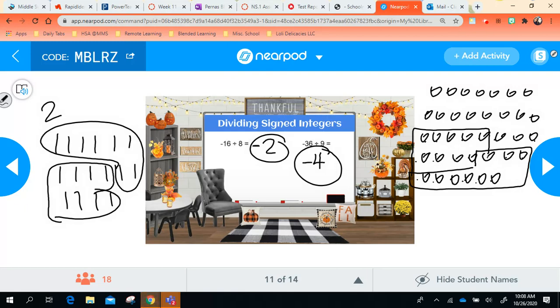1, 2, 3, 4, 5, 6, 7, 8 y 9. ¿Cuántos grupitos hice? Hice 4. So, así mismo. No tiene que ser perfecto, pero me da la respuesta que necesito.